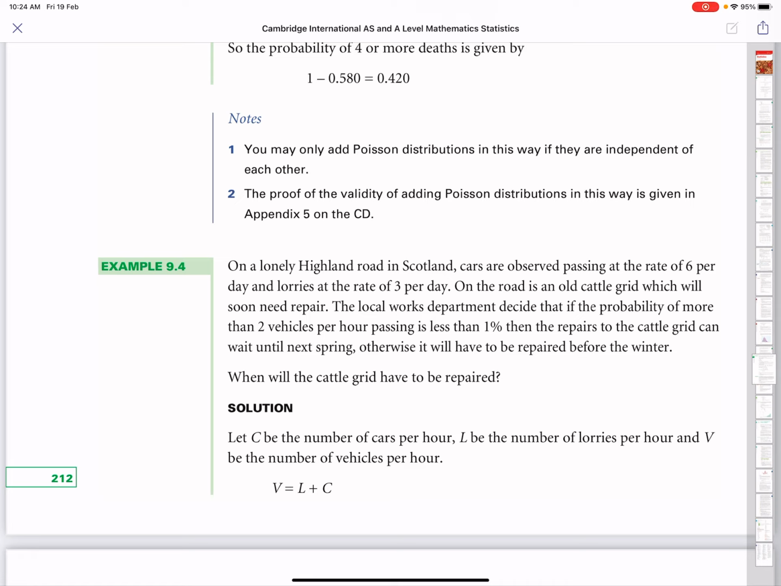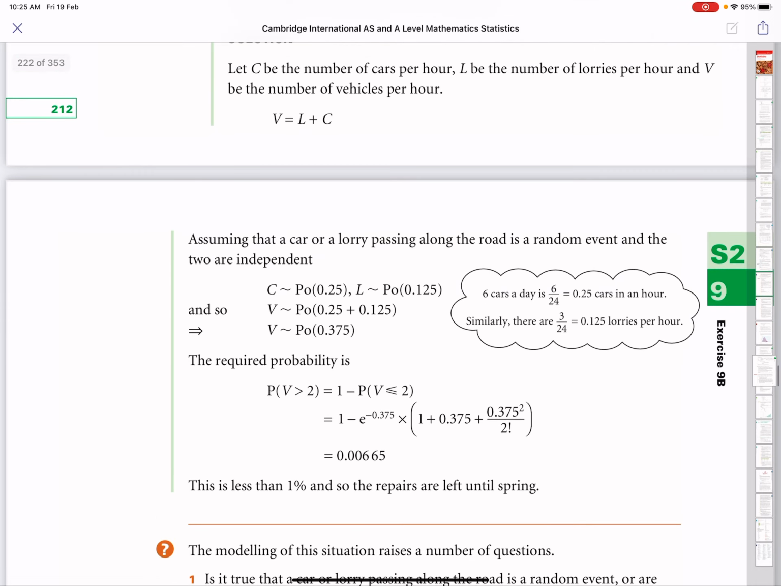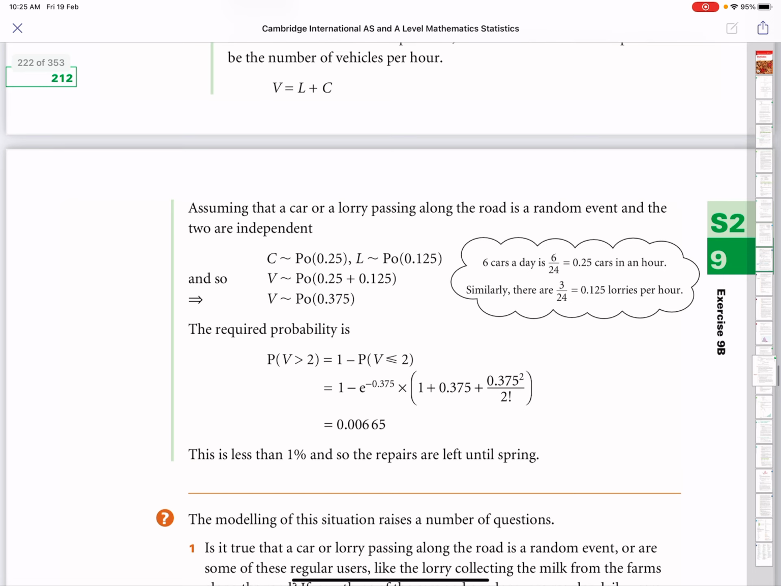In certain other questions, they may give you 2 different distributions with 2 different times. So then you'd have to consider the scalar on both individually first before adding it together. So just be careful of that. I'm not going to do the maths here, but you get the combined distribution being lambda 0.375. And then it's just about using that value to calculate the probability they've suggested.